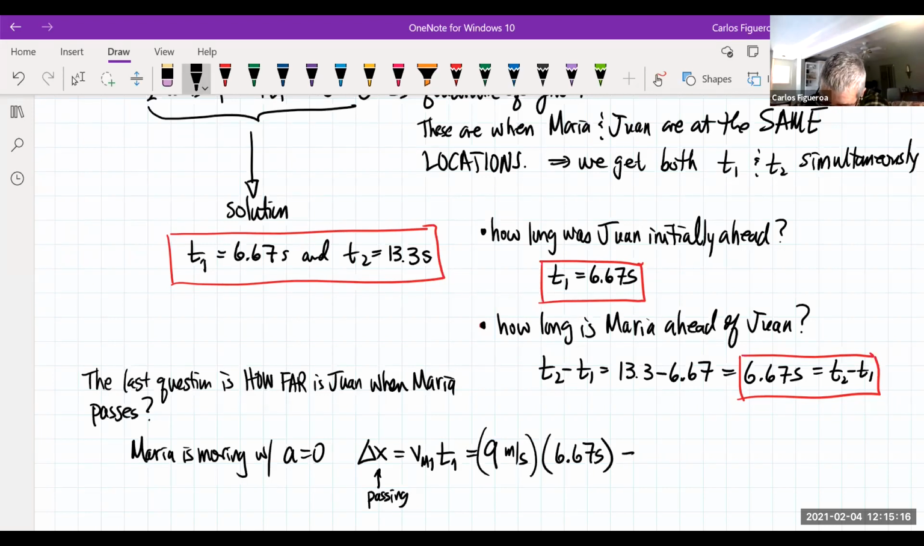So if you compute this, I end up getting 60 meters. And I think in the end, I'm typically reducing this to 2 sig figs because I think the problem only has 2 sig figs. And so I think I should have written this as 6.7 seconds and this as 6.7 seconds. I don't round until the very end when I'm trying to put the number down. So I'm going to say that this is the passing distance initially.